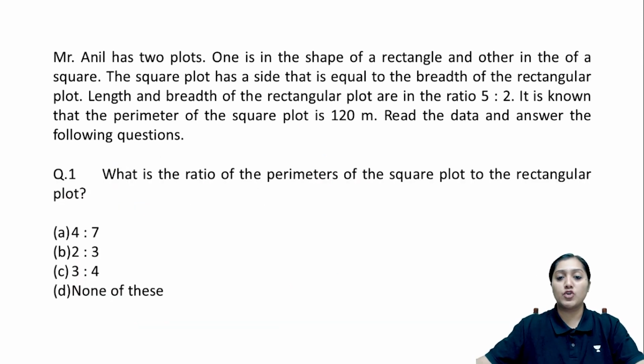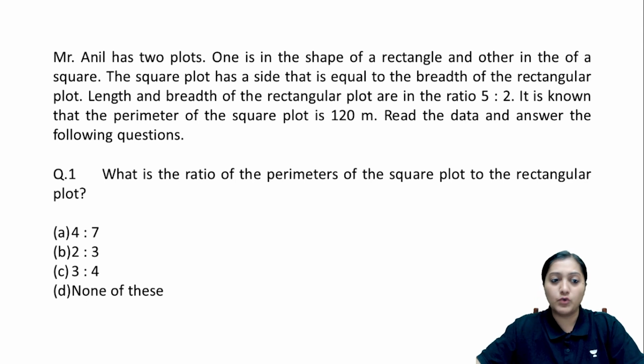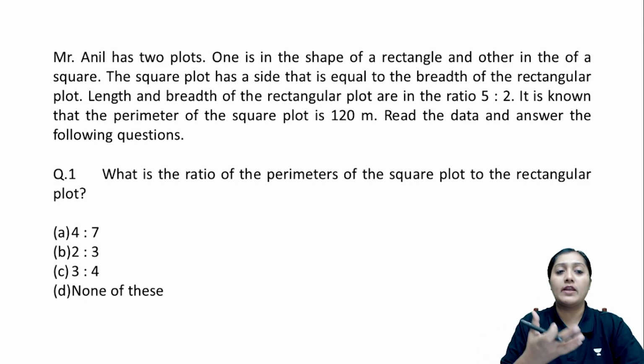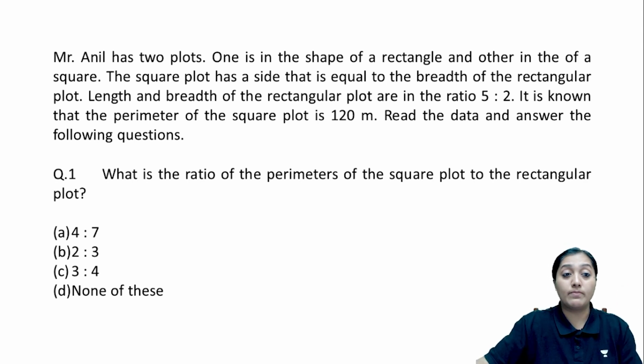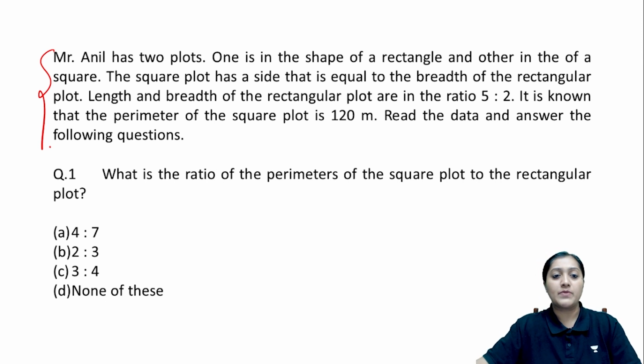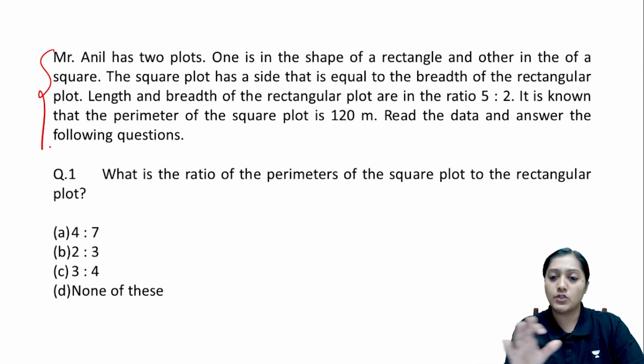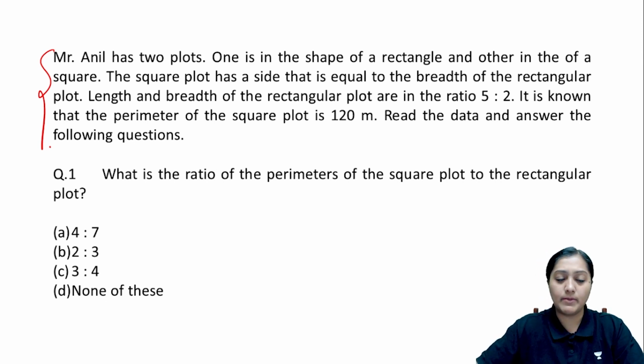What is the ratio of the perimeters of the square plot to the rectangular plot? Remember, whenever you get questions where you have to solve from this caselet, the questions usually become easy. What is the perimeter of the square plot? The perimeter of the square plot, it was 30. 30 was one side, so 4 into 30, 120 is the perimeter of the square plot.